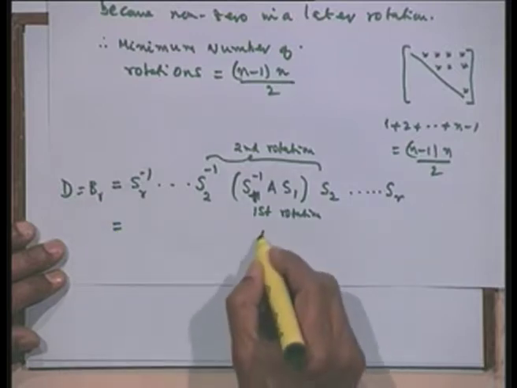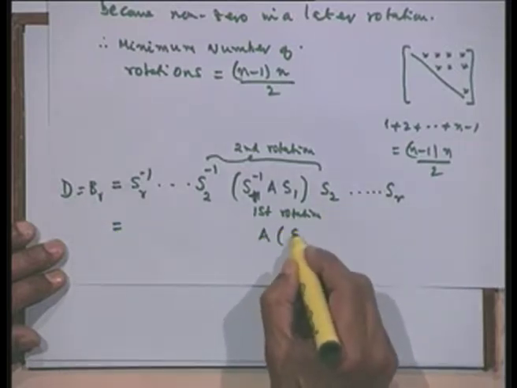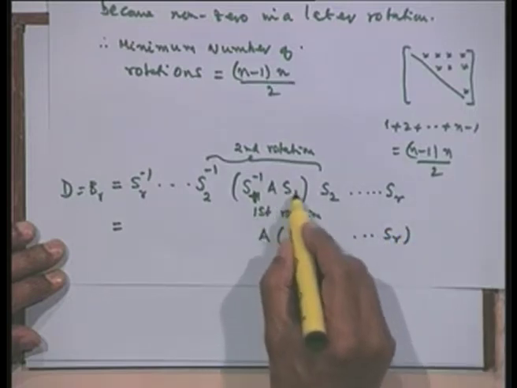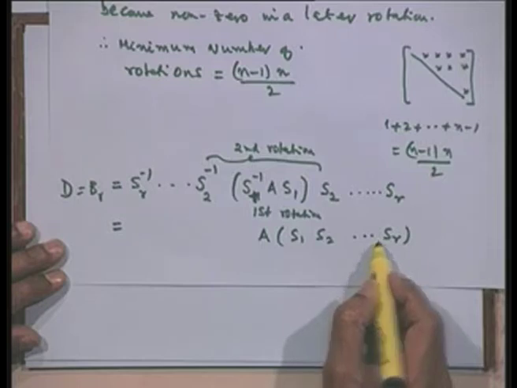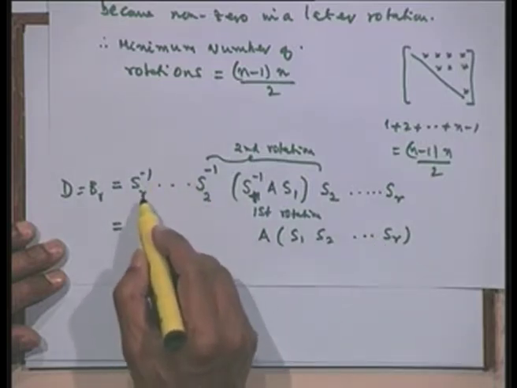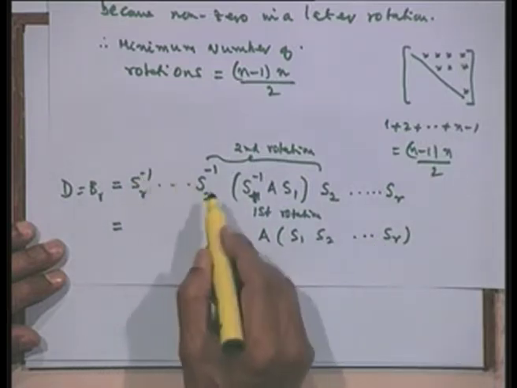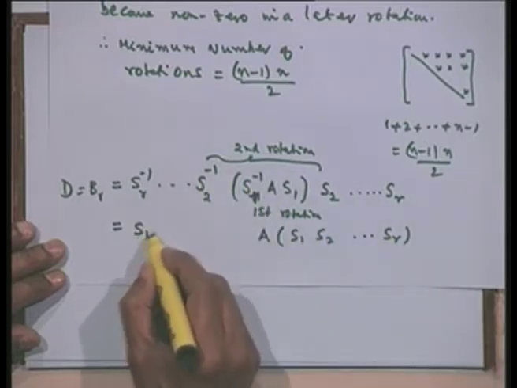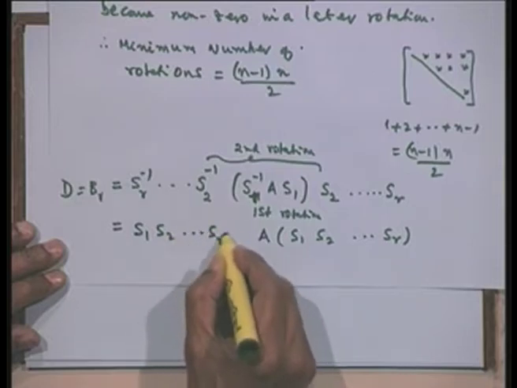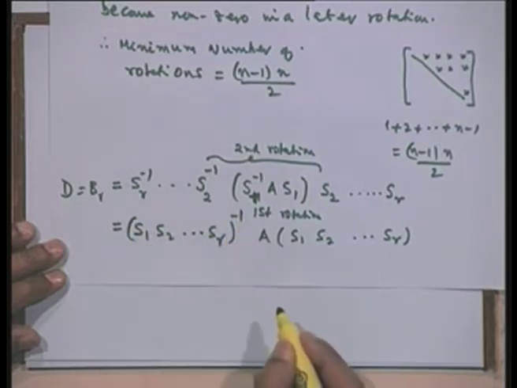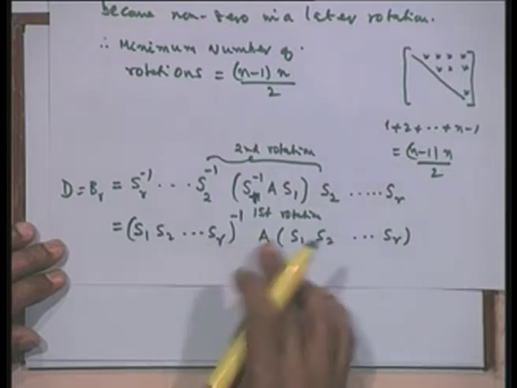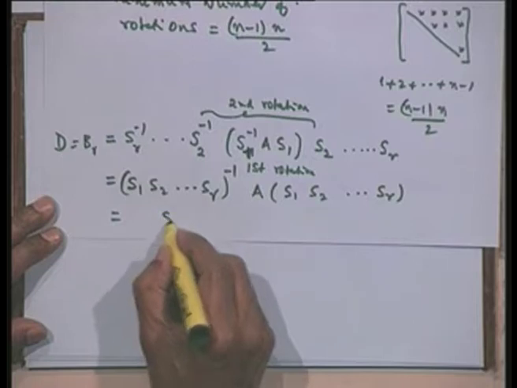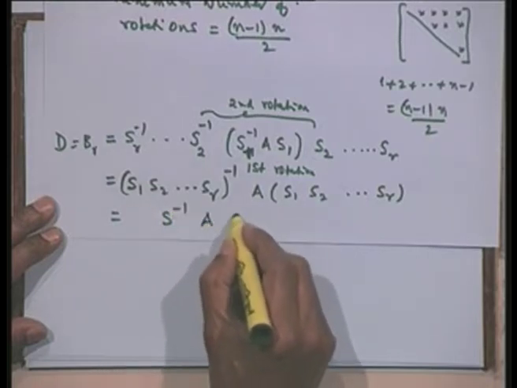Let us first of all write down the right hand side. This is S1, S2, SR. If you look at the left hand side, this is SR inverse, SR minus 1 inverse, S2 inverse, S1 inverse, that is the inverse of S1, S2, SR. The inverse of this is nothing but this inverse, and I will now call this S inverse AS.